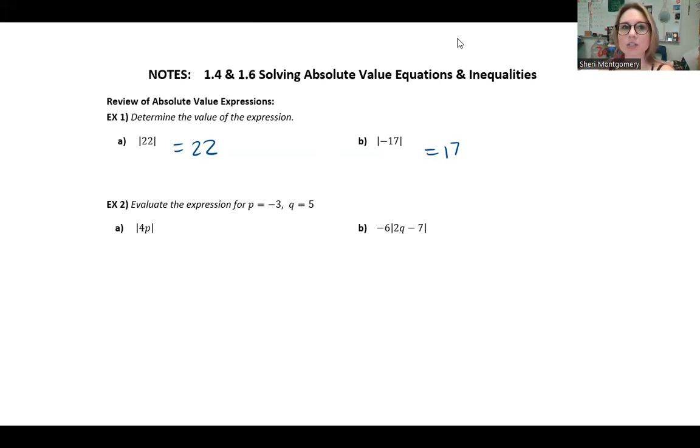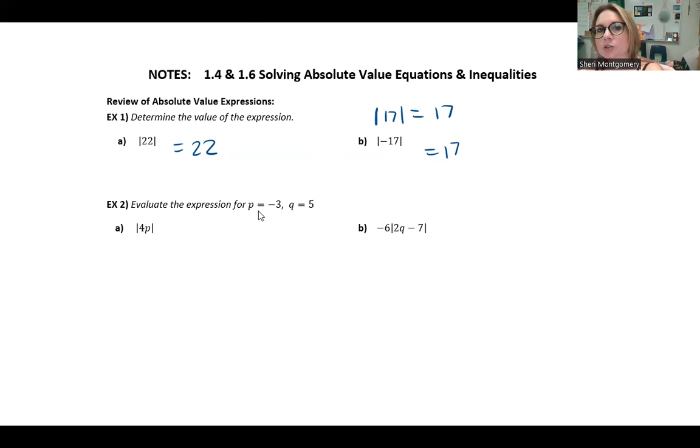So what if I asked you how far away positive 17 is? How far away is that? 17. So we have to know that it doesn't really matter if it's positive or negative. You're still going to get the same value. It's still a distance of 17.